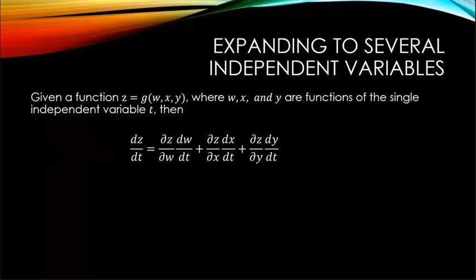If I have a function z that's given by g(w, x, y), where w, x, and y are all functions of a single independent variable t, then I can simply expand my derivative to include that third term. dz/dt becomes the partial of z with respect to w times dw/dt, plus the partial of z with respect to x times dx/dt, plus the partial of z with respect to y times dy/dt.